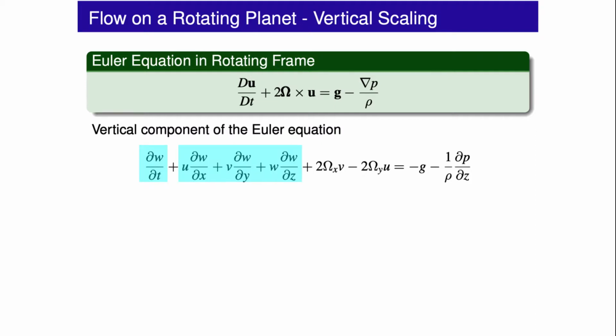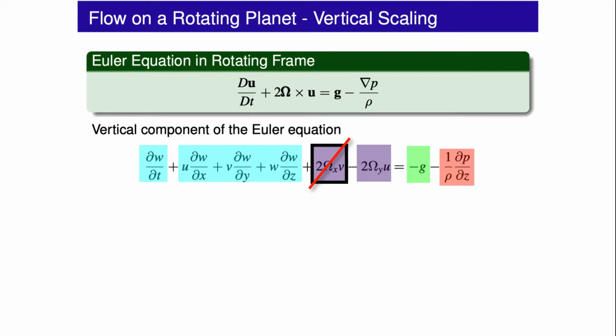For the purposes of this scaling exercise, we will use the complete omega cross u, giving us a term with the x component of the rotation vector omega and a term with the y component of the rotation vector omega, plus gravity and the vertical pressure gradient on the right-hand side. Recall that the x component of omega is 0, so we can lose this term.